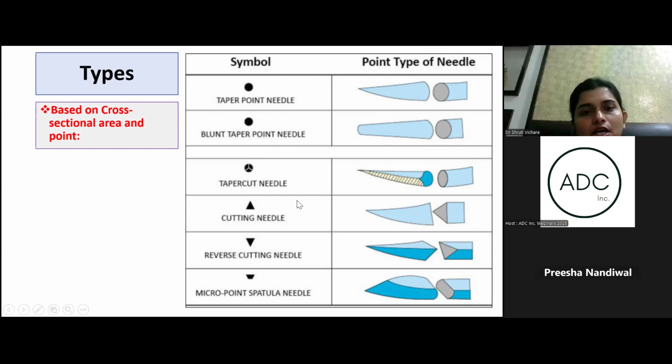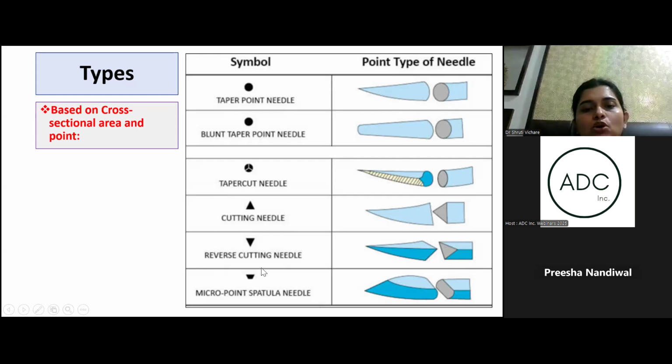Okay, now coming to the cutting needle, it has a cutting edge which is present on the inside of the needle that is facing the concavity of the needle, correct? In the reverse cutting needle, we have the cutting edge not facing the concavity of the needle. That is, the cutting edge is present on the outer side. So it is an inverted triangle symbol, and for a cutting needle there is a triangle that is given, correct? And then we have a micro point spatula needle in which the point is sharp, although the needle is flattened all over.